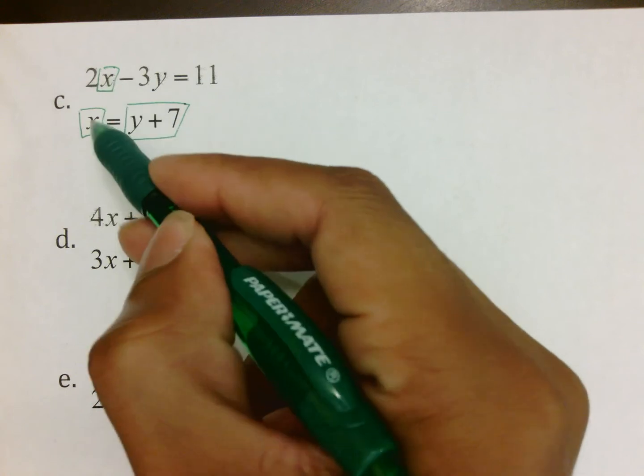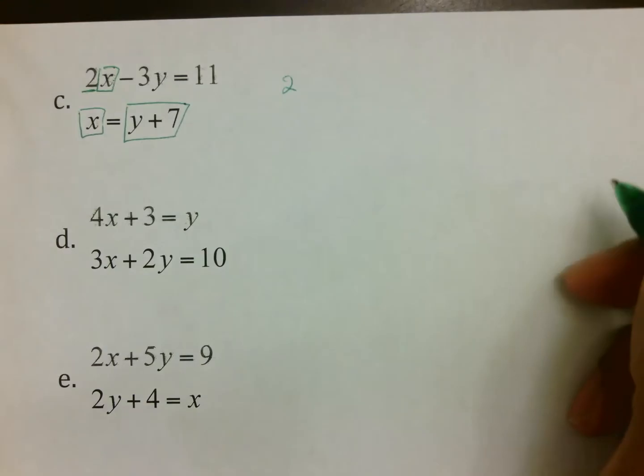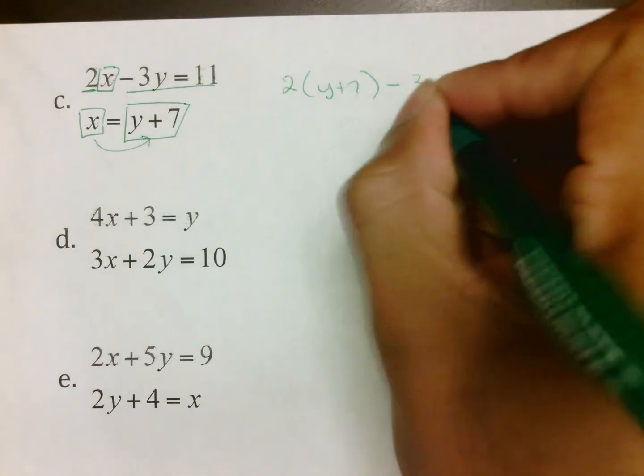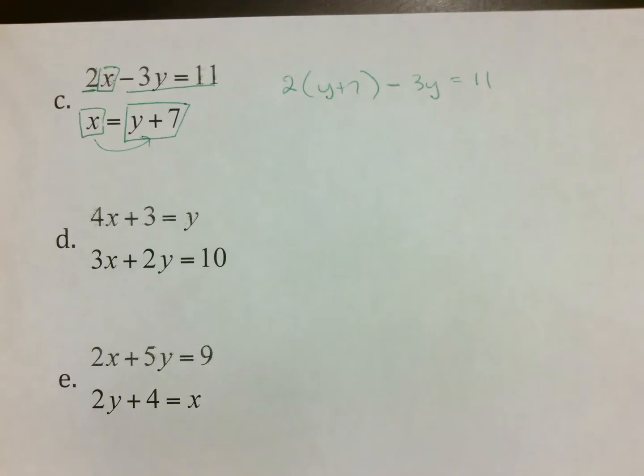There's an x in this one, there's just an x in that one. And again, write everything in front, which in this case is just 2. Then switch out my x for y plus 7 in quotes. And then write everything behind the box, which is minus 3y equals 11. And again, that is your starting point for that problem.